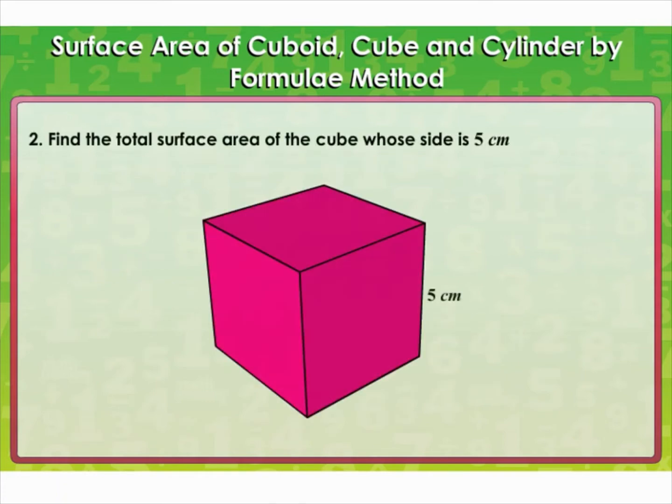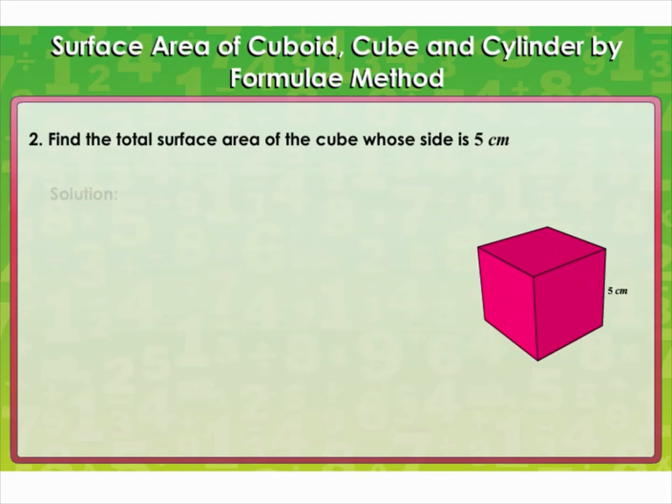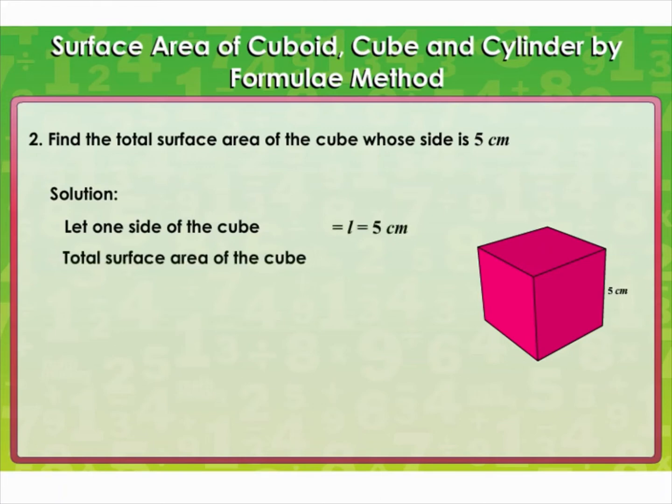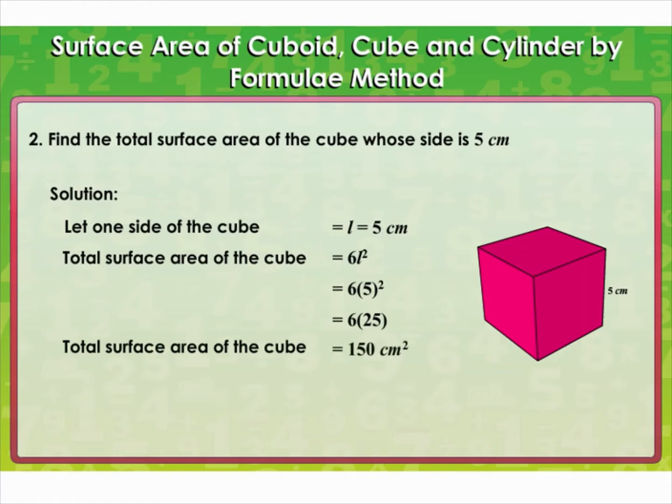Find the total surface area of the cube whose side is 5 centimeters. Solution. Let one side of the cube be L equal to 5 centimeters. Total surface area of the cube is equal to 6 into L square, equal to 6 into 5 square, equal to 6 into 25. Total surface area of the cube is equal to 150 centimeters square.